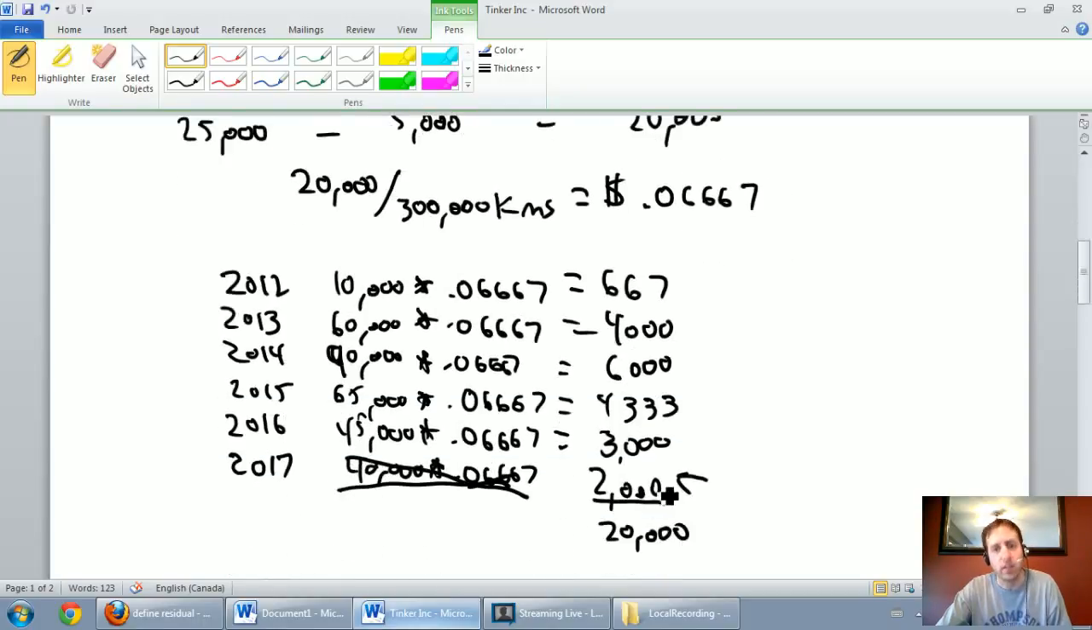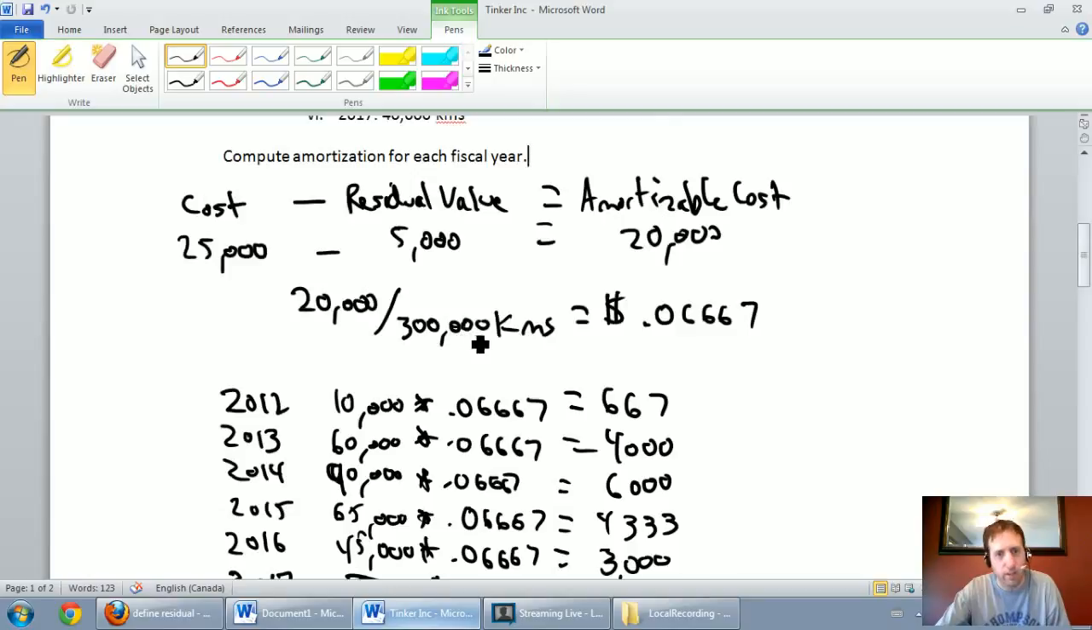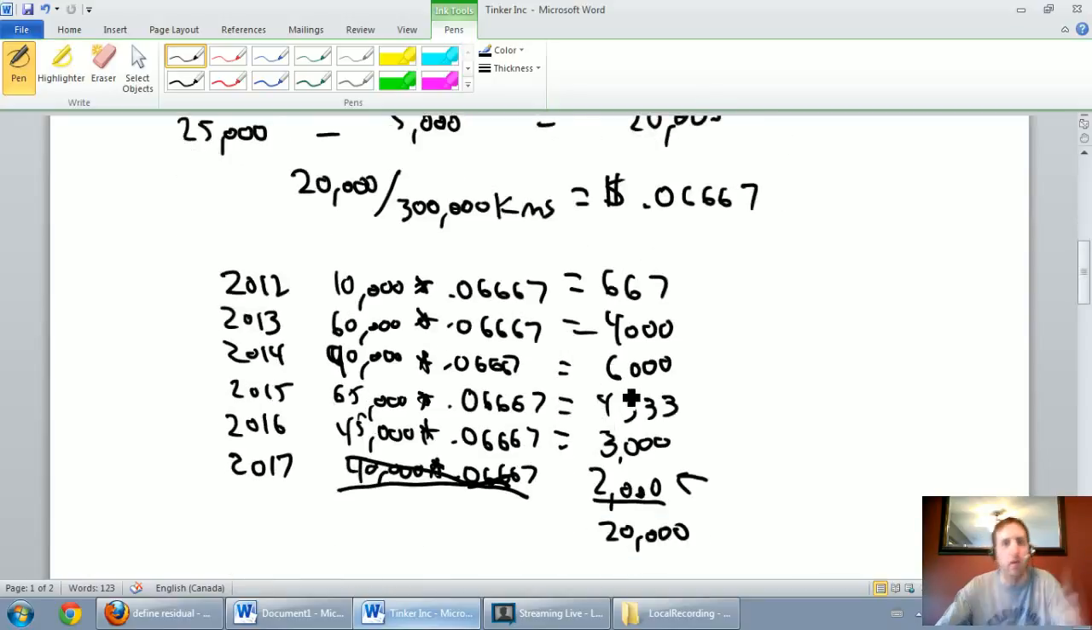In the last year, unless I've driven exactly 300,000 kilometers, my number is going to be off. It's just not going to work. In this case, if I went 40,000 times 0.06667, I would end up at a higher number than 2,000. I think I'd end up at 2,333. And obviously my amortization then would be off. Because of that, our last year, we plug in the number to make our amortization total to $20,000.